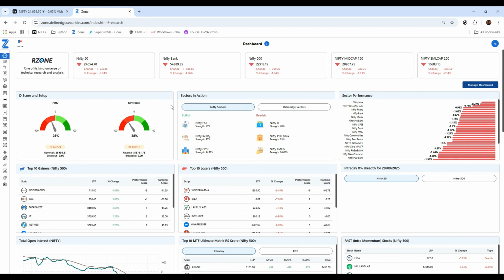Welcome to another episode of Market Breadth. Last time we saw the candlestick one. Now we're going to have a quick look at what we can possibly do with point and figure.